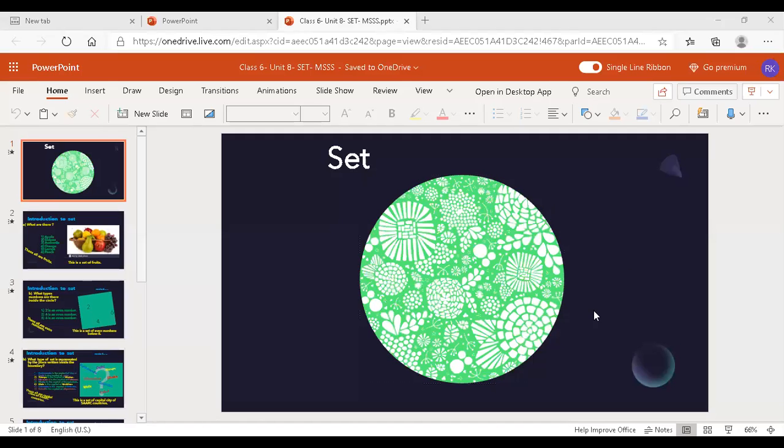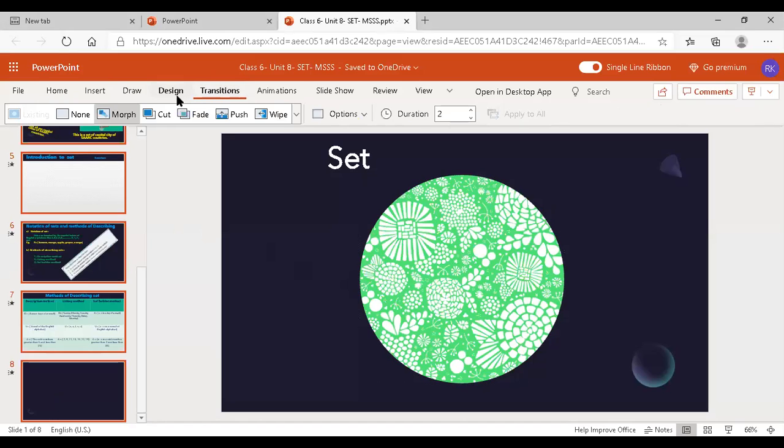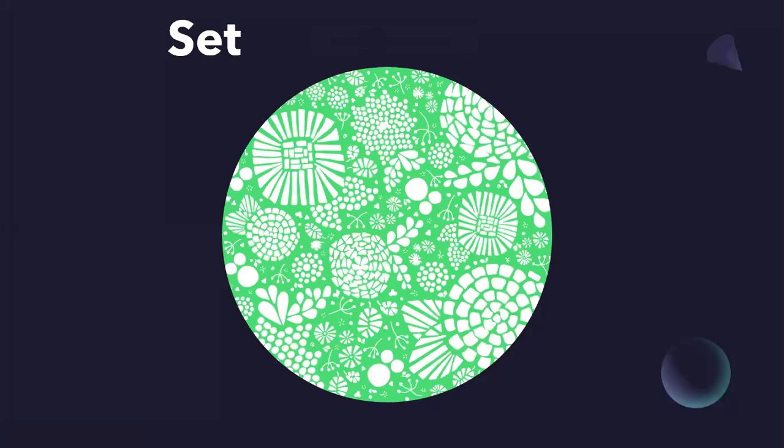Okay, this is our new topic, unit eight. The topic is set, and set means a collection of something. Yes, a collection of something in proper manner. Not only collection, it is in proper manner.